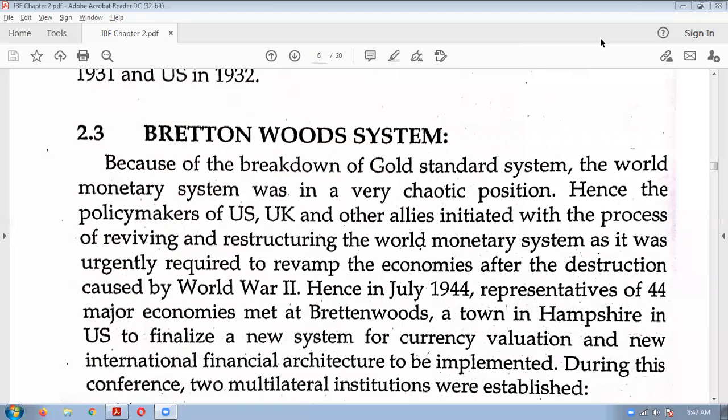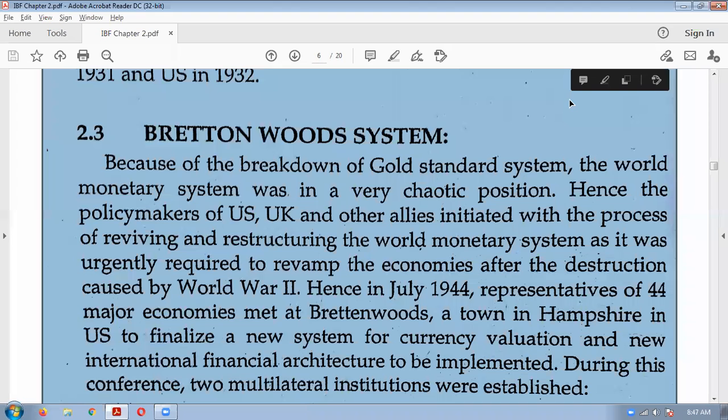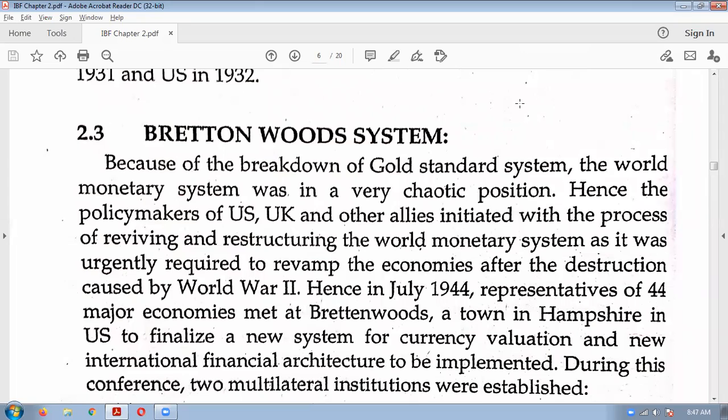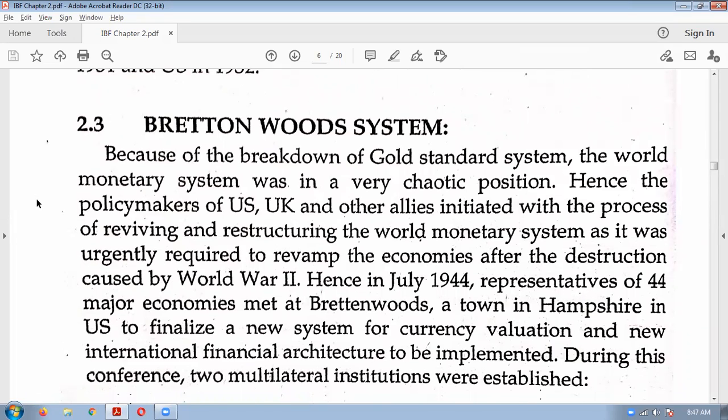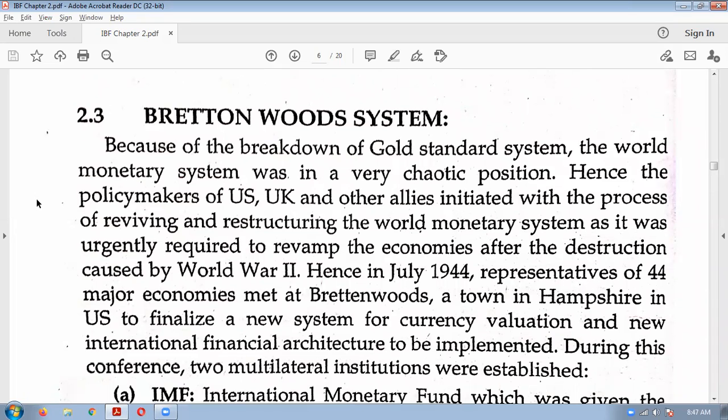So we are discussing the Bretton Woods system. In the previous class, we have understood what the Bretton Woods system is, and what the Bretton Woods conference is. So, just a brief recap before moving further with our discussion.